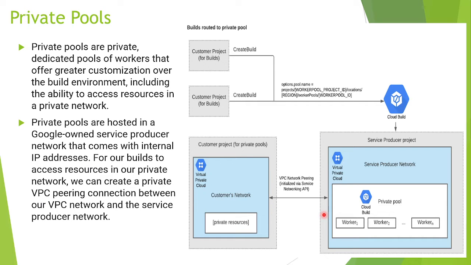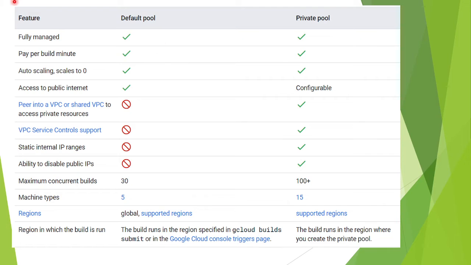Two different networks cannot communicate, that's why. There are some differences between the default pool and the private pool. Both are fully managed; you don't have to do anything. Pay per build minute, auto scaling, scale to zero, and access to the public internet is allowed. In a private pool you can configure this; sometimes in your private pool you don't want internet access, you want it to be private so no one can access it over the internet.